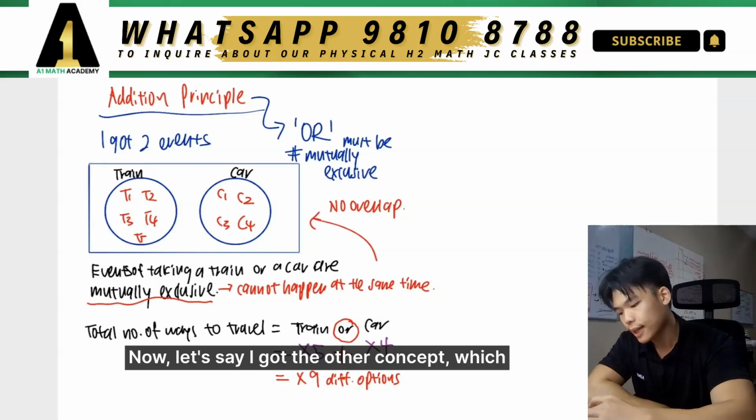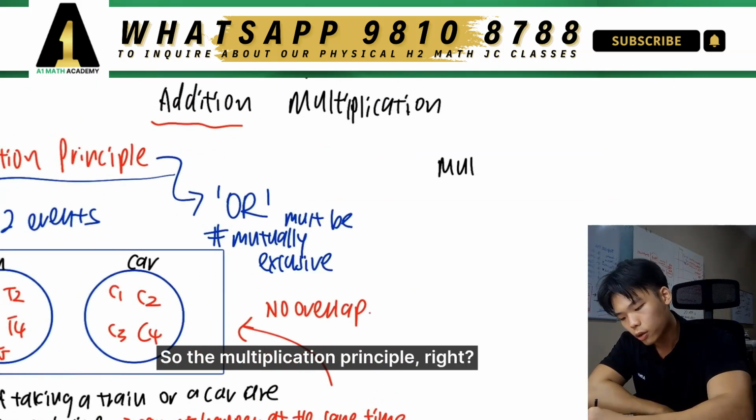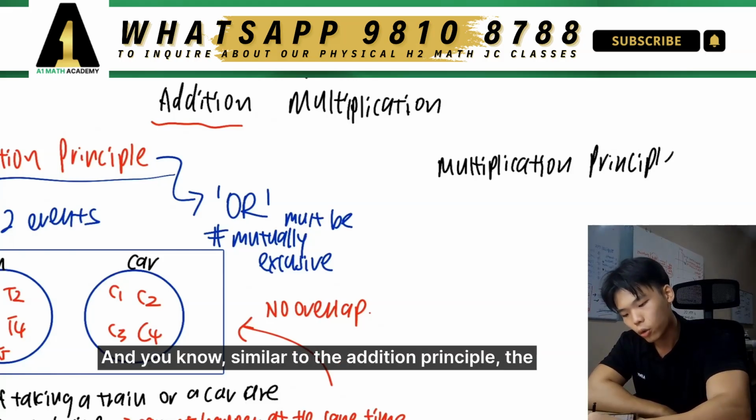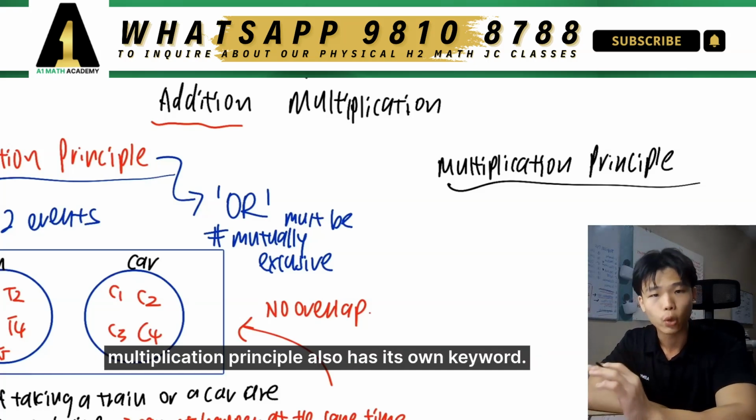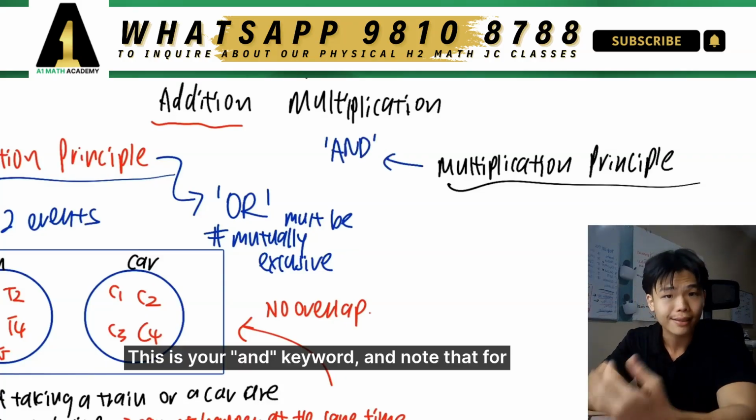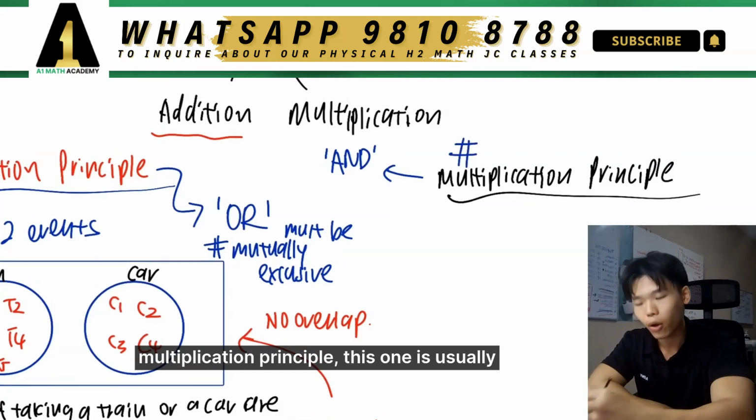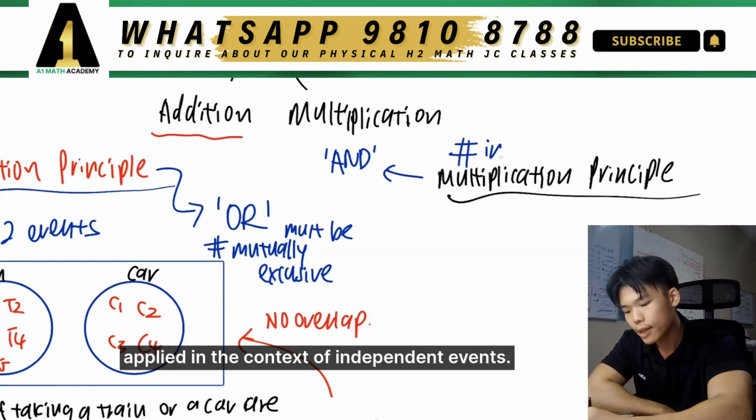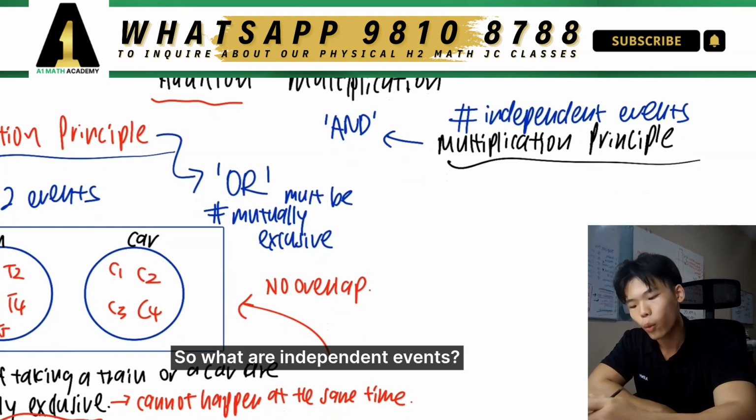Now let's look at the other concept, the multiplication principle. Similar to the addition principle, the multiplication principle also has its own keyword, which is basically your and. Note that the multiplication principle is usually applied in the context of independent events.